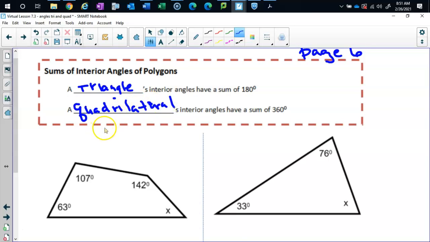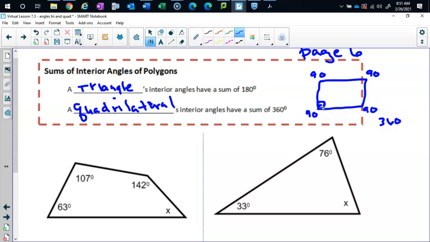Remember, a quadrilateral is a four-sided polygon. They have interior angles that add up to 360. Now, let me explain this to you. Here's a quadrilateral. First of all, if I gave you a square, we'd have 90, 90, 90, 90. If you add that up or multiply by 4, you get 360. That's one way to remember it.